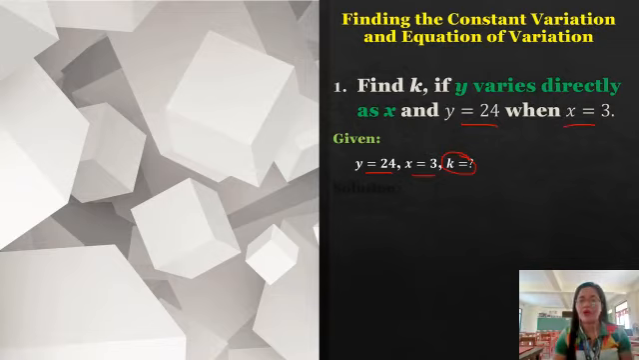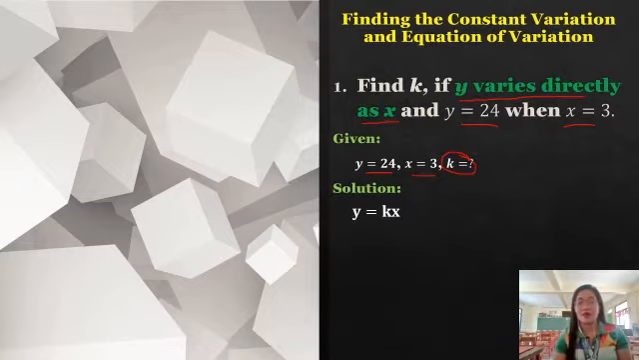You're going to write this mathematical statement as its equation. So y varies directly as x is written as y equals kx. Afterwards, you're going to substitute. The value of y is 24, the value of k is unknown, and the value of x is 3.